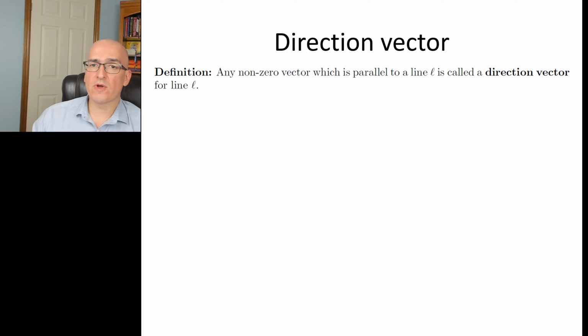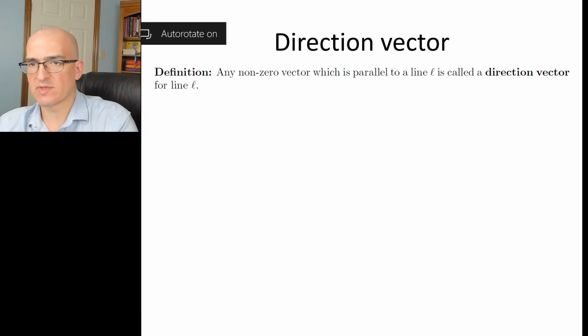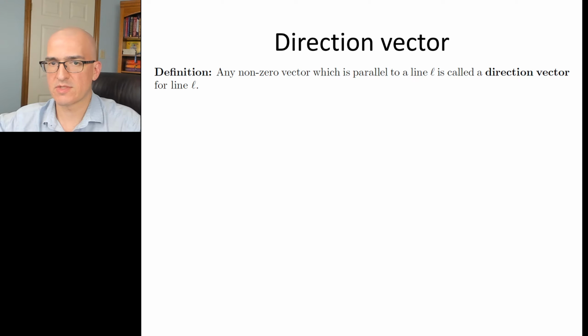We'll define the following quantity. A non-zero vector that points in the same direction of a particular line is called a direction vector for that line. I'm going to draw a line. Well, I've got to set my system up a little bit better.